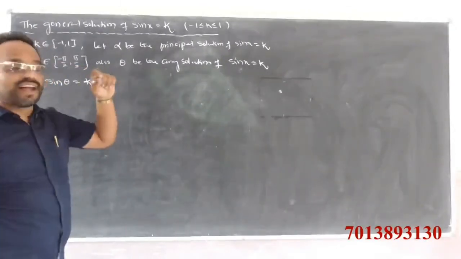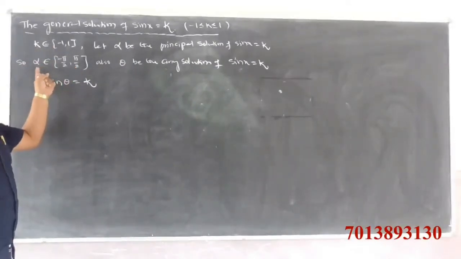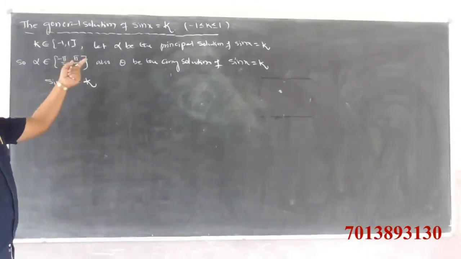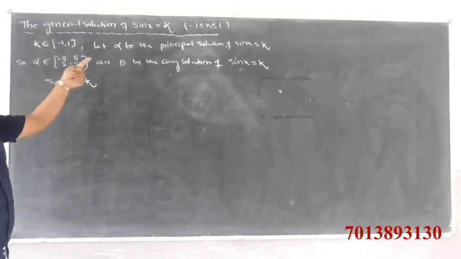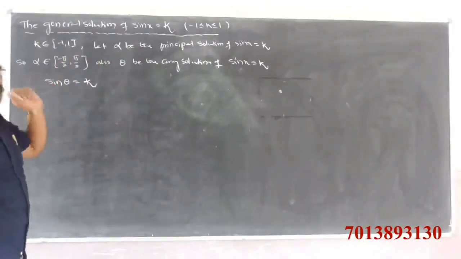There exists a unique alpha, as already discussed. K belongs to minus 1 to plus 1. There exists alpha which belongs to minus 1 to 1, a unique alpha. That alpha is called the principal solution. The principal solution of the given trigonometric equation exists in the closed interval minus pi by 2 to plus pi by 2.